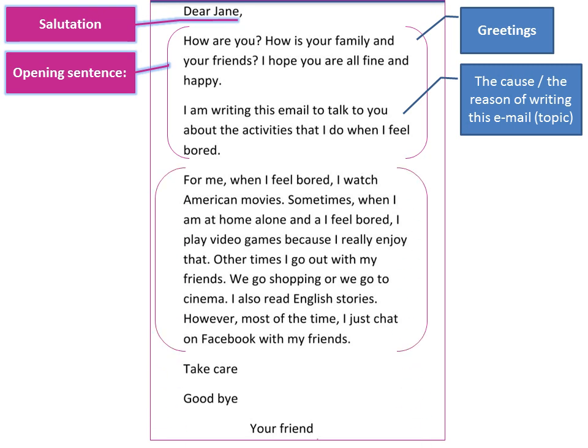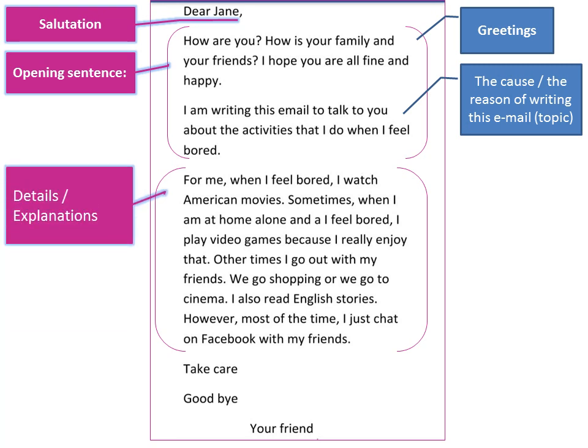The next paragraph name is, can you tell me? Yes, it is a paragraph for details and explanations. Here you can include examples and statistics, anything that you can say to your receiver to understand your message more. So here we have, for me, when I feel bored, I watch American movies. Sometimes when I am at home alone and I feel bored, I play video games because I really enjoy that. Other times I go out with my friends, we go shopping or we go to the cinema. I also read English stories. However, most of the time I just chat on Facebook with my friends. So this is a paragraph of details and explanation.